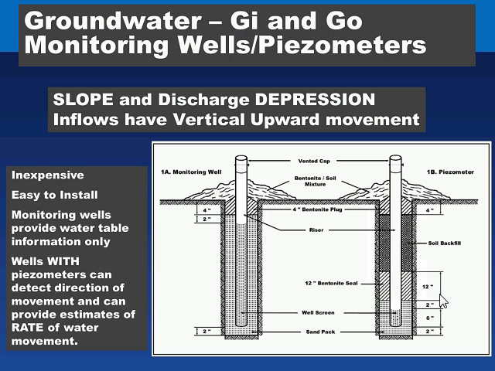Conversely, if the water level in the nested piezometer with a slotted interval at depth is lower than the water level in the monitoring well, that means groundwater is moving downward. And so this nested well and piezometer device can put direction on that groundwater vector.